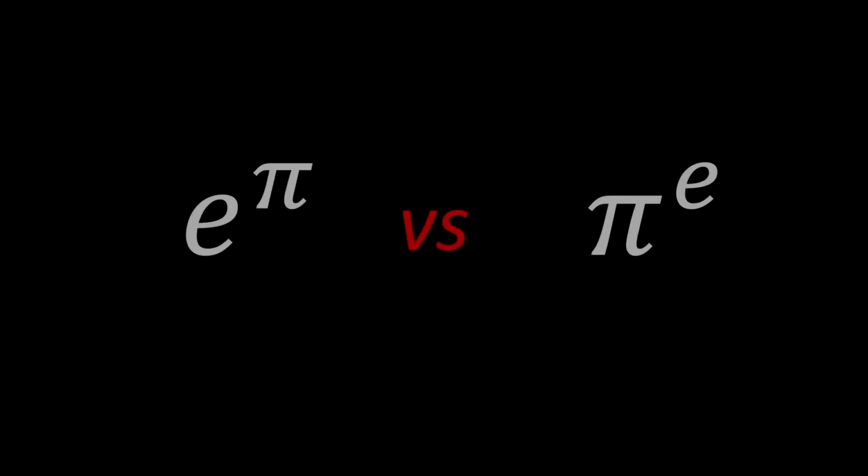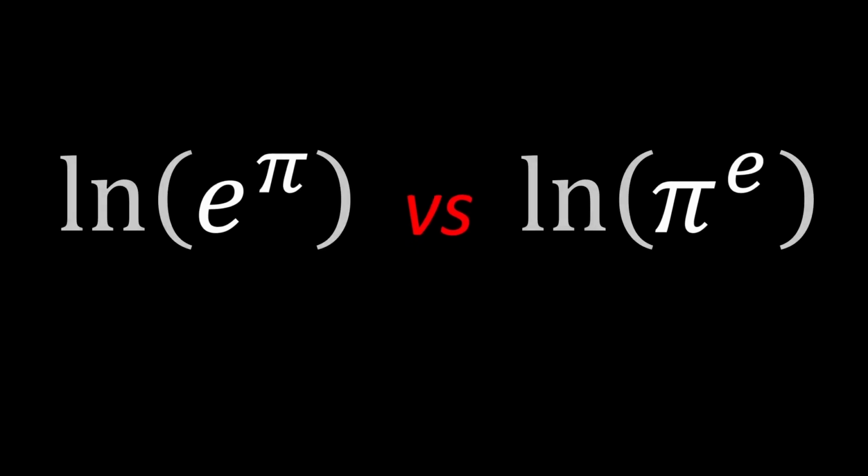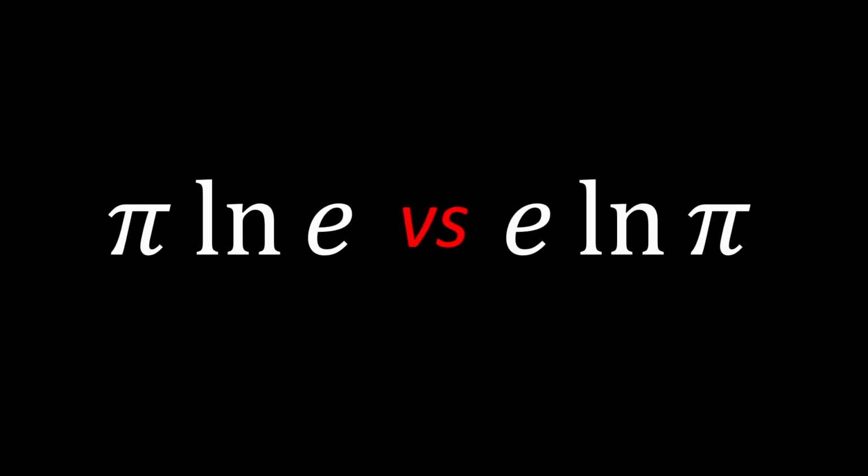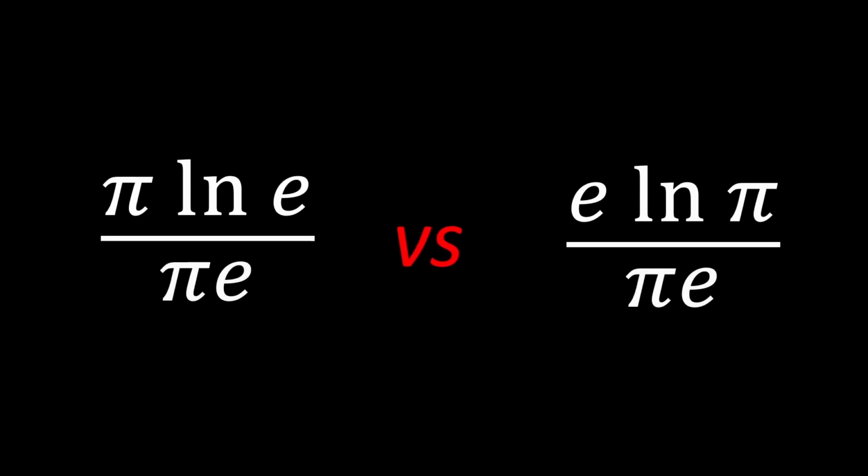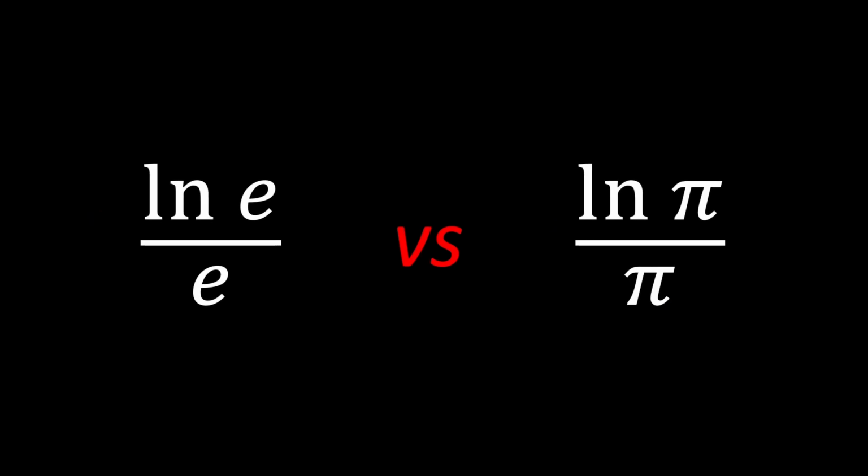So how did he do it? First logical step was to take the natural log of both expressions. Next, he moved the exponents in front of the natural log, since that's a valid trick for logs. Then he simply divided each expression by pi times e. The pi's cancel on the left, and the e's cancel on the right, so he got natural log of e over e versus natural log pi over pi.